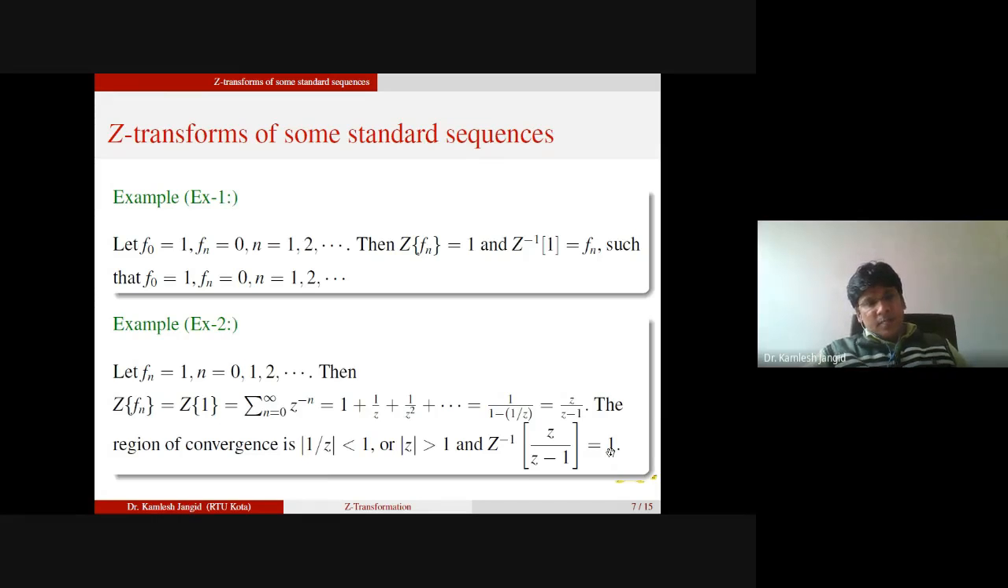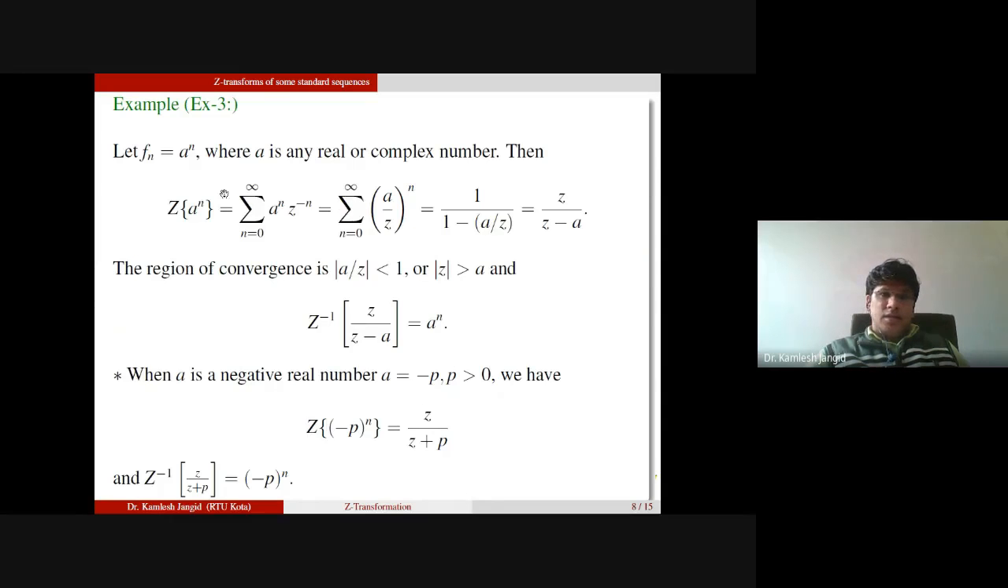And the inverse Z transformation of this Z transform is equal to 1. It means the Z transformation of this constant sequence 1 is equal to Z upon Z minus 1, and its inverse Z transform is equal to 1. So you have to remember this one. See, the Z transformation of the constant sequence 1 is Z upon Z minus 1, and its inverse is equal to the sequence itself, whose general term is 1. Let us see one more example.